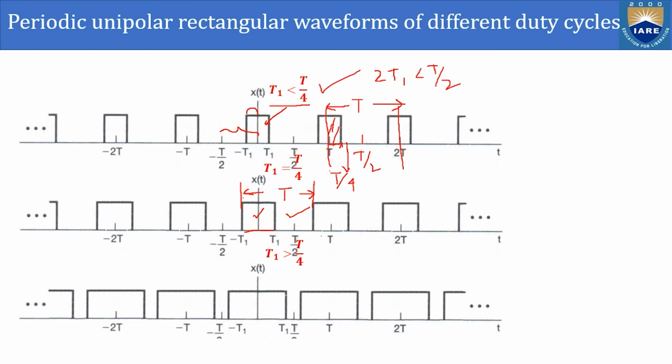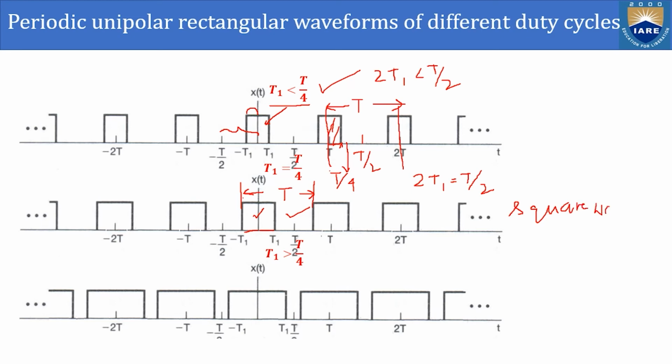So here T1 equals T by 4, or 2T1 in this case equals T by 2, half of that. So exactly equal. So this is called a square wave.